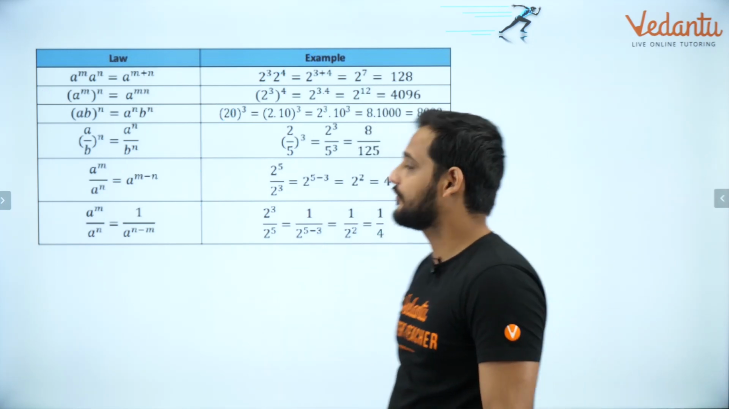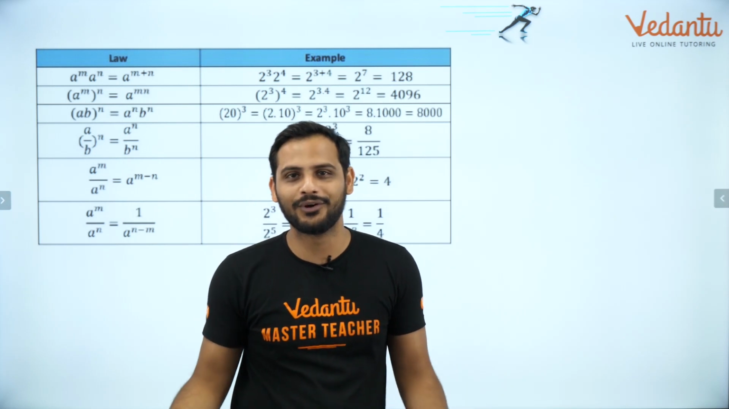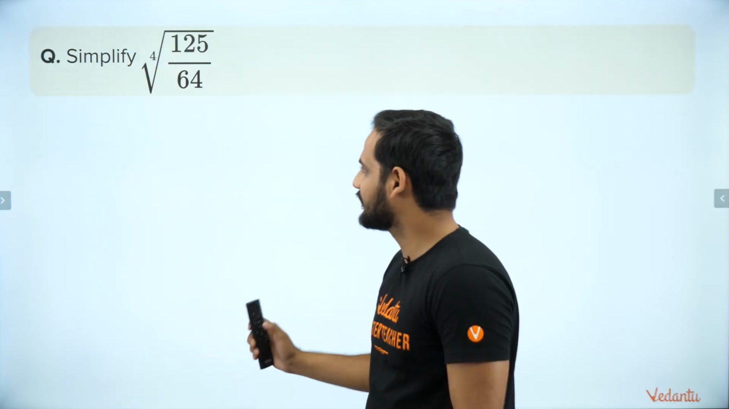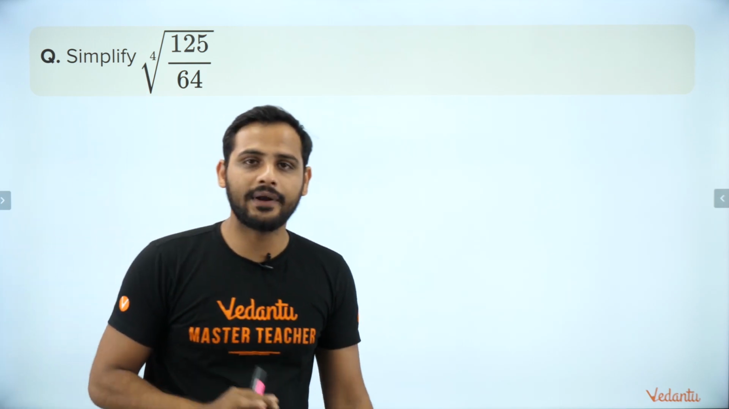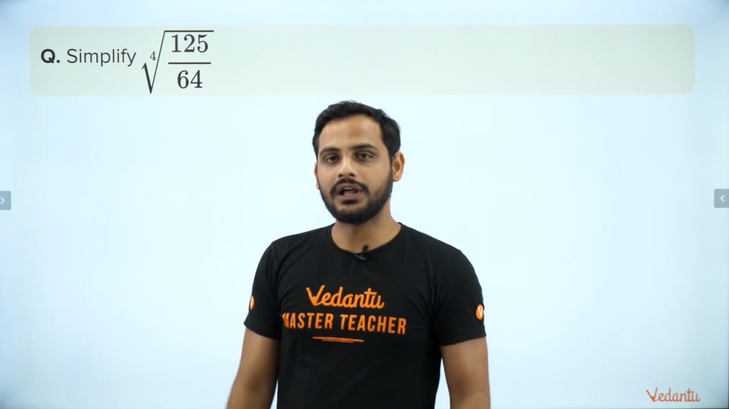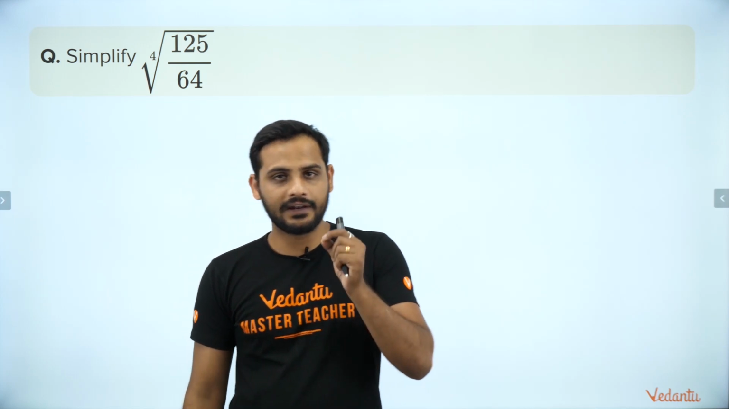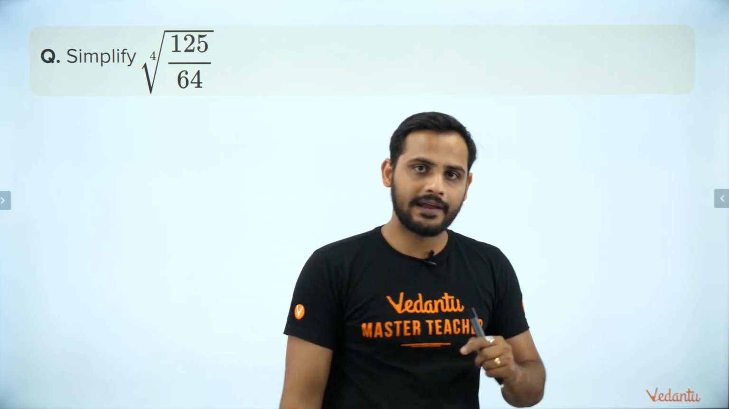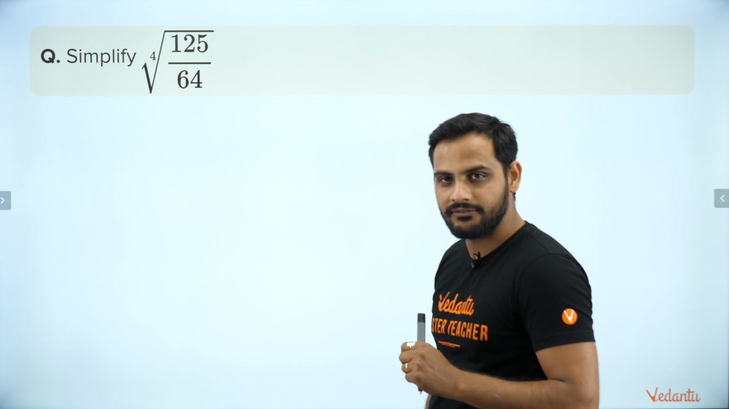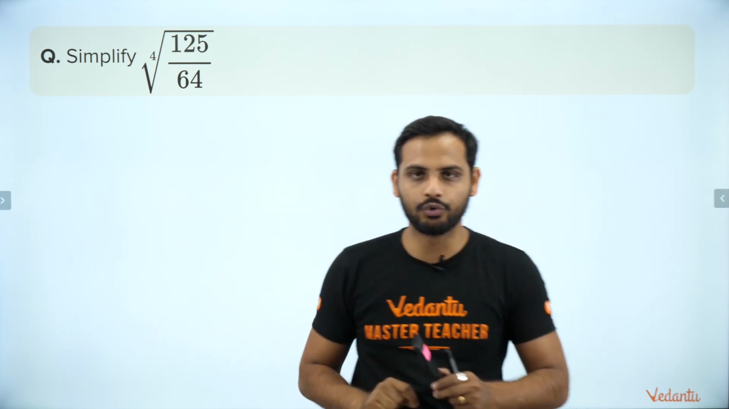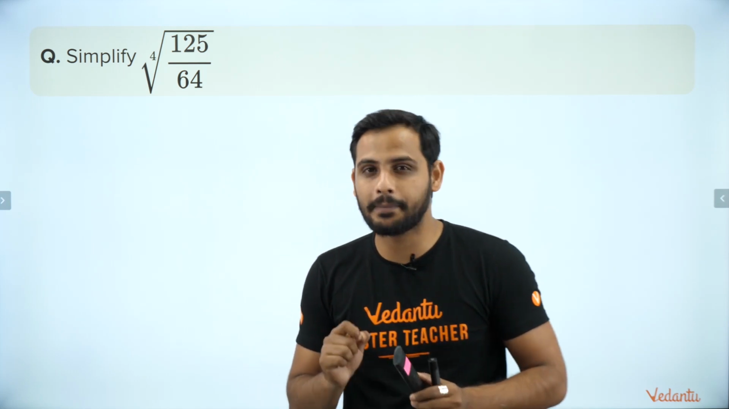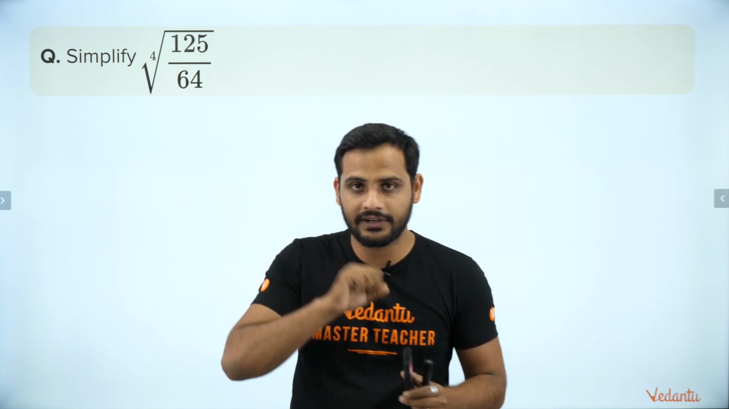Let's move to the favorite part of ours, which is what? Problem solving, right? So let us move to that part. So the first question is fourth root of 125 by 64. Now remember, if I have to find out square root by prime factorization, you will do the prime factorization and then you will make pairs of 2. If you have to find out cube root by prime factorization, you will make pairs of 3.